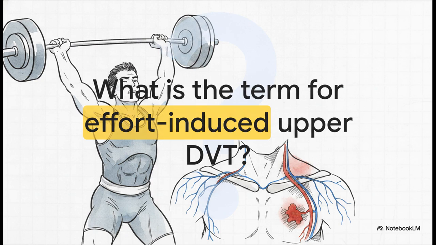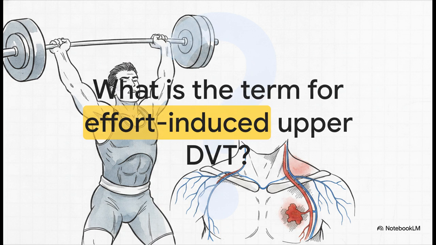Question 11. A 22-year-old weightlifter gets right arm swelling and a subclavian axillary DVT. What is the specific term for this effort-induced thrombosis? A. May-Thurner. B. Paget-Schroeder. C. Budd-Chiari. Or D. Superior vena cava. And the answer is B.